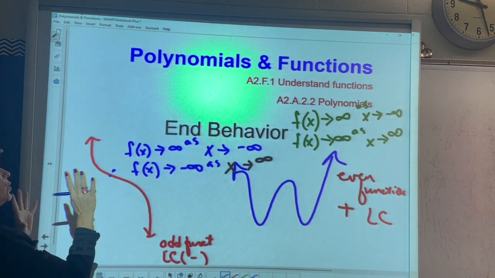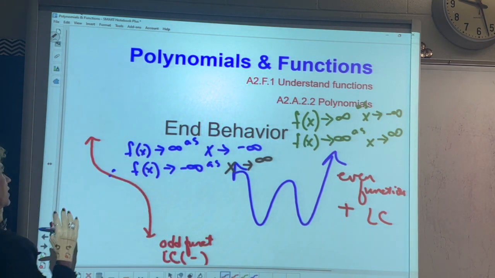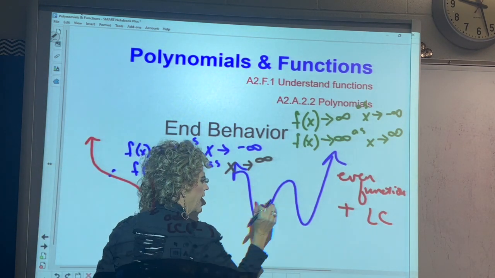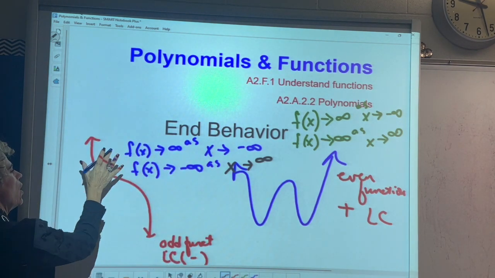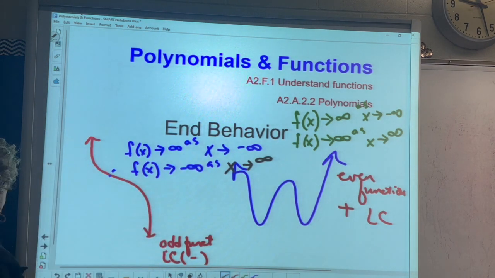Okay, so just a quick little recap on our even and odd functions, our leading coefficients, and our end behavior. And again, we have even functions with negative leading coefficients. We have odd functions with positive leading coefficients. This was just a real quick recap.